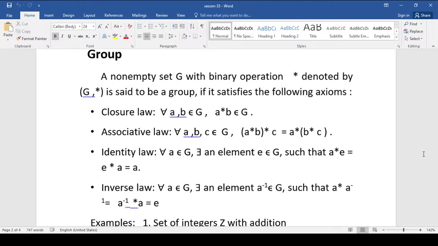Identity law, for all a belonging to G, there exists an element e belonging to G such that a star e is equal to e star a is equal to a. Inverse law, for all a belonging to G, there exists an element a inverse belonging to G such that a star a inverse is equal to a inverse star a is equal to e. If any non-empty set G satisfies all these four laws, then we say that G is a group.